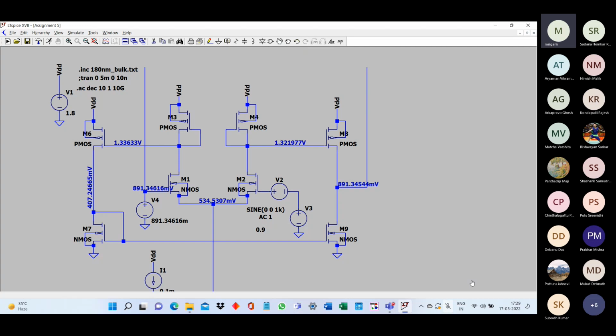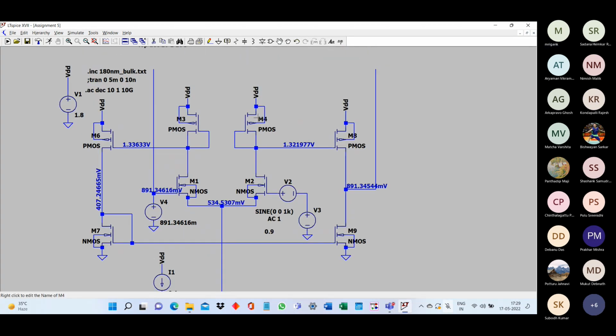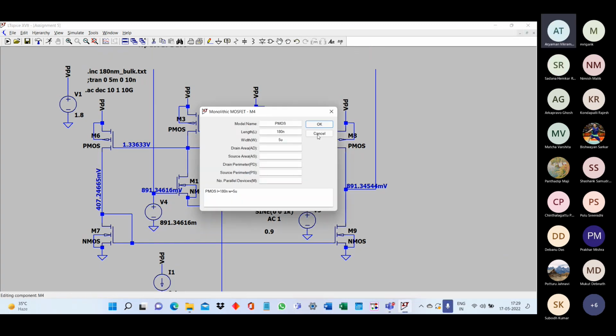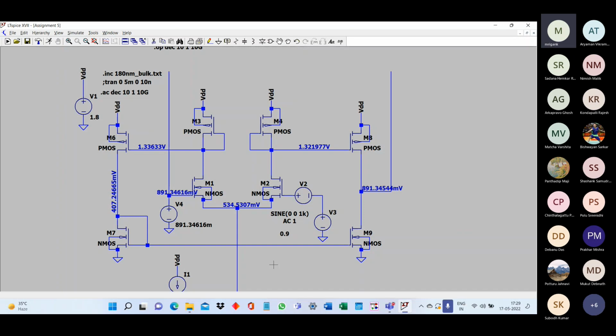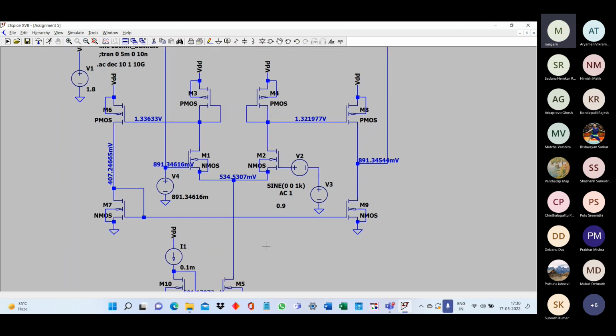Now let us look at the first stage. What is the W by L of M4 that you have? M4, M3. These are kept the same as given in the Teams, like 5 micro by 180 nano. Okay, so it seems like we will have to make it weaker. Or what you can do is, on the input side you anyway have large W by L. So the GM1 by GM2 gain should have been good, but so far we are not getting that.